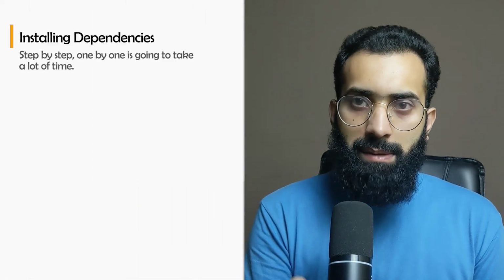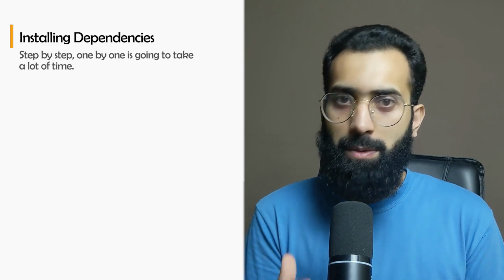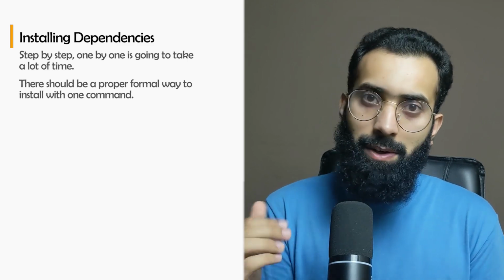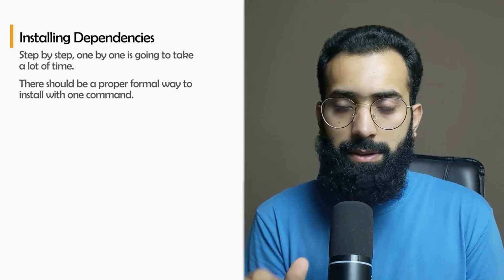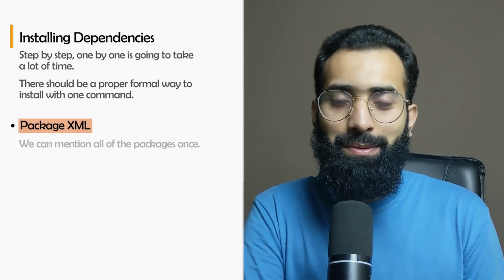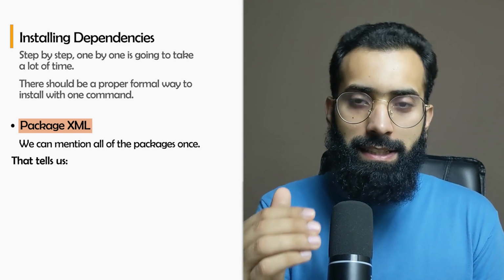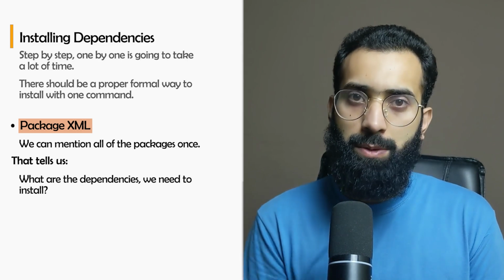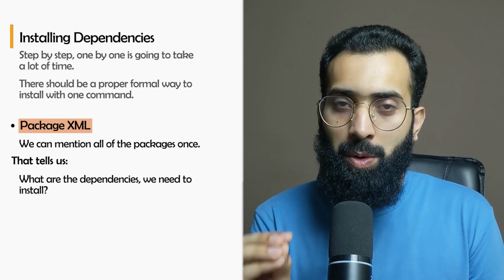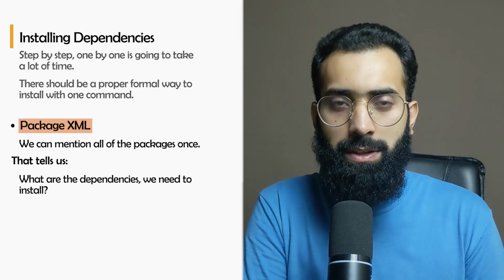Installing dependencies step by step, one by one is going to take a lot of time. There are packages that have dependencies of around hundreds. So in that scenario, there should be a proper formal way of installing with one command and all dependencies, specifically in an order. So there is no conflict. In that perspective, great people have done a lot of work. We can mention all of the packages once in the package XML, and that tells us what are the dependencies that we need to install. So one command can install all dependencies of all ROS2 packages in the whole workspace. That's very powerful and easy to make the code work on different systems.